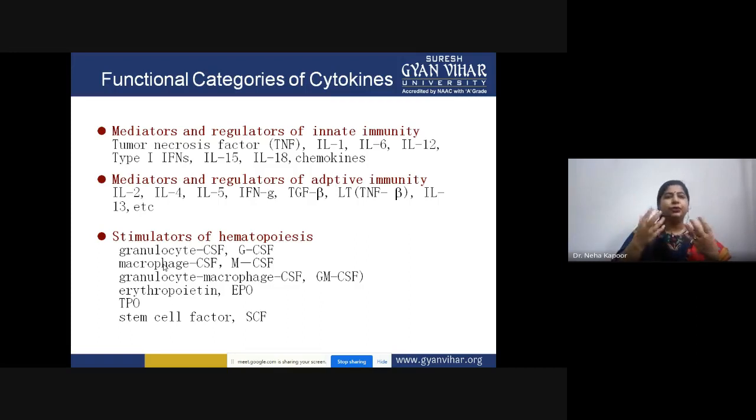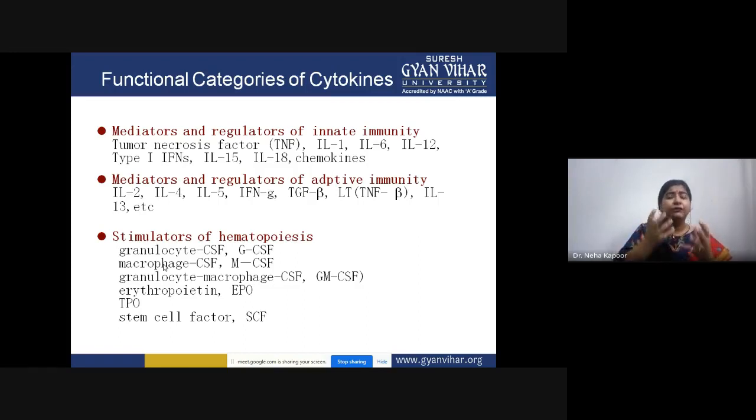For example, few of the cytokines basically act as mediators and regulators of innate immunity, for example TNF, interleukin 1, 6, 12, chemokines, and many more. There are few cytokines that act as mediators and regulators of adaptive immunity, for example, interferon gamma, transforming growth factor beta, interleukin 13, interleukin 2, interleukin 4, 5.